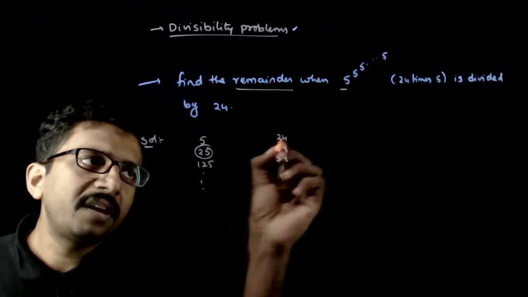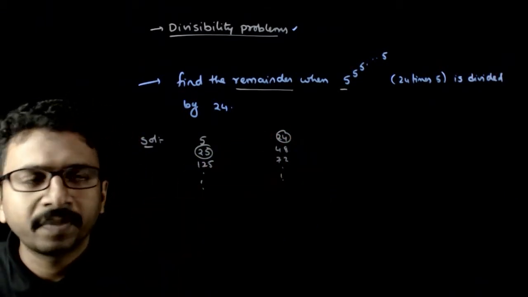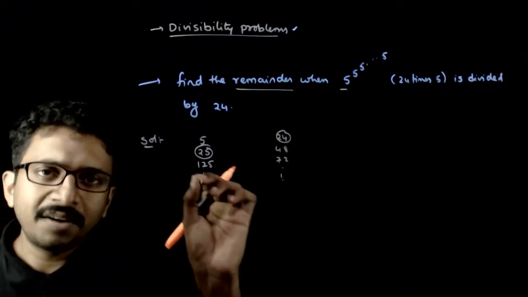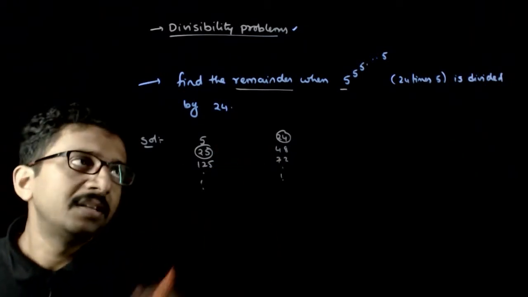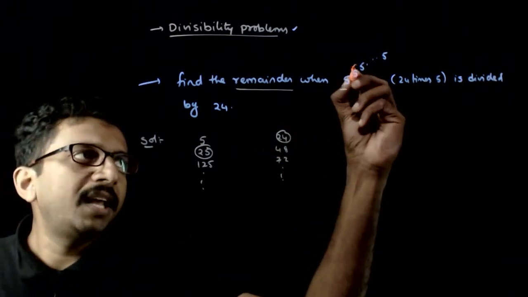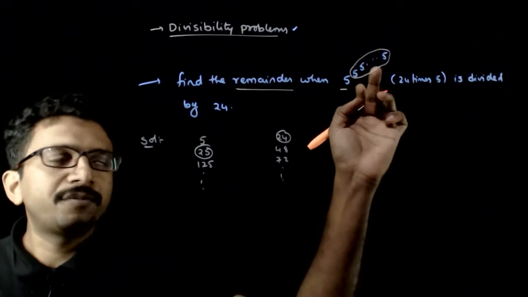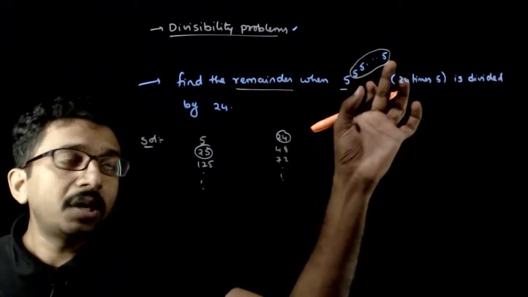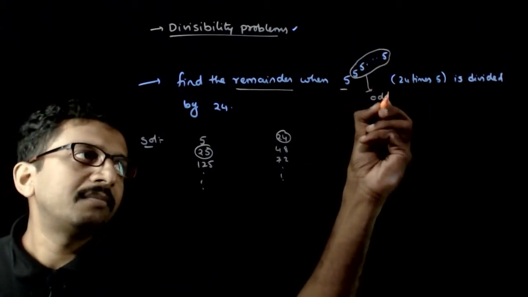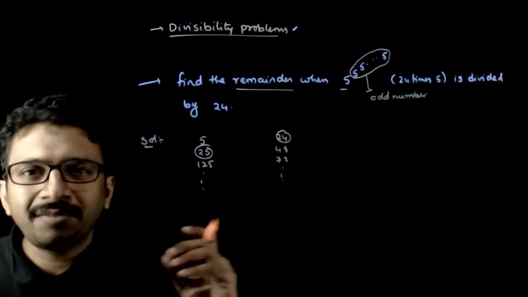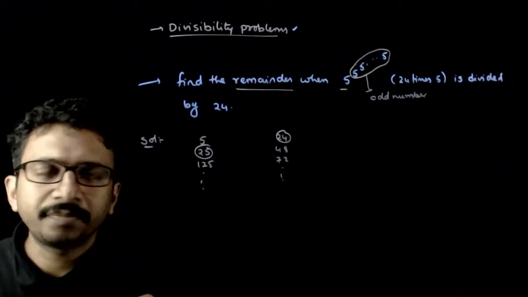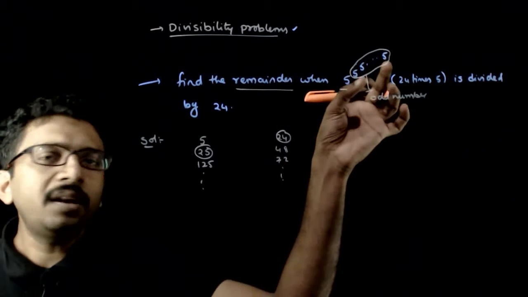You can very clearly see that 25 is very close to 24. The difference is 1. So let us take these two as the reference values, and try to convert this problem into these two numbers. In this you can see 5 power 5 power 5 up to 24 times. If you take the number 5 power 5 power 5 and so on up to 23 times, whatever the number is, it is an odd number, because you are going on multiplying 5 as many times, and 5 is odd.